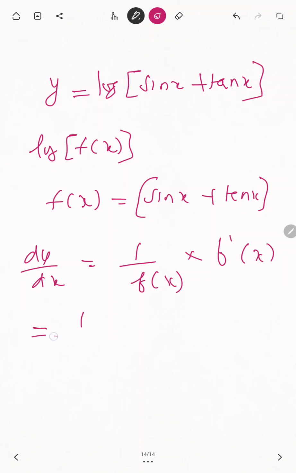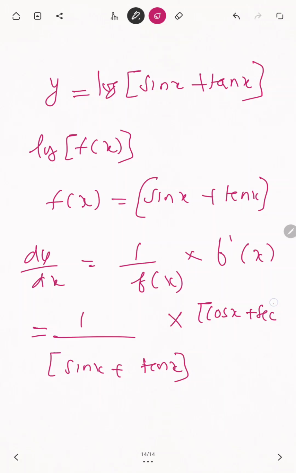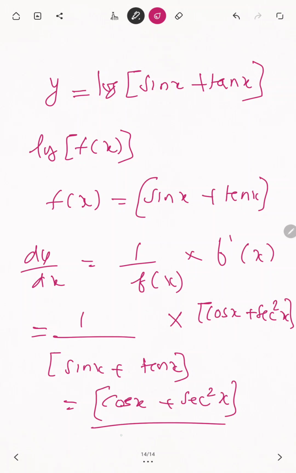What is f of x? 1 by sin x plus cos x. Sorry, sin x plus tan x only, it's not cos x. Sin x plus tan x. Then into f dash x. What is the differential of sin x? Cos x. What is the differential of tan x? Secant square x. Then what is the overall answer? Cos x plus secant square x divided by sin x plus tan x.